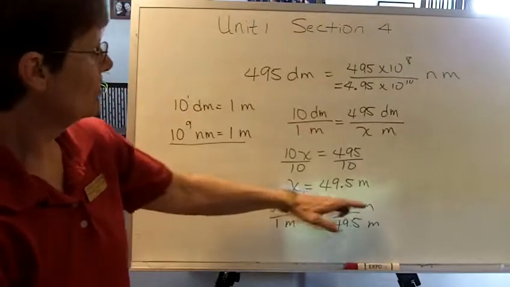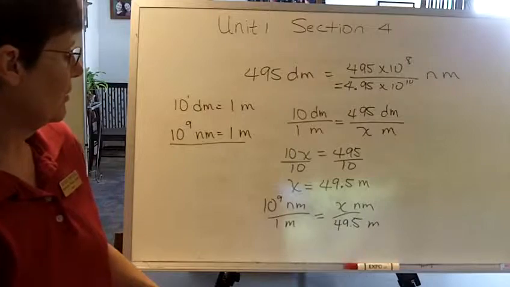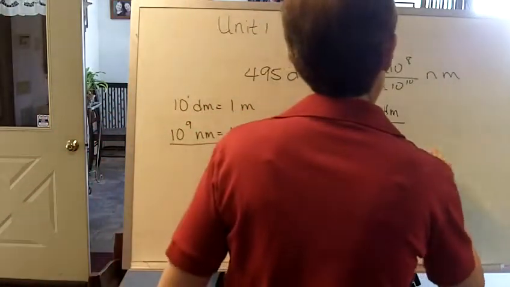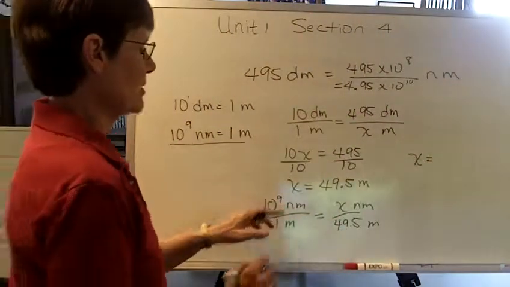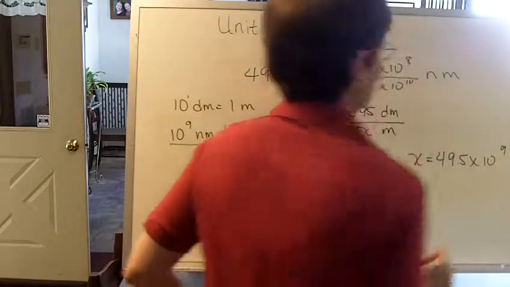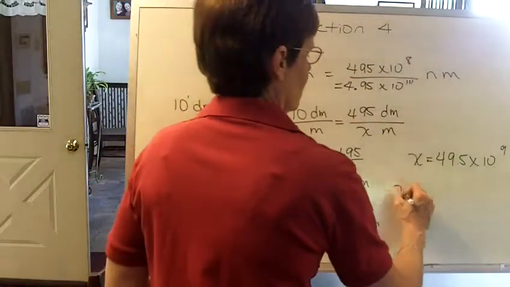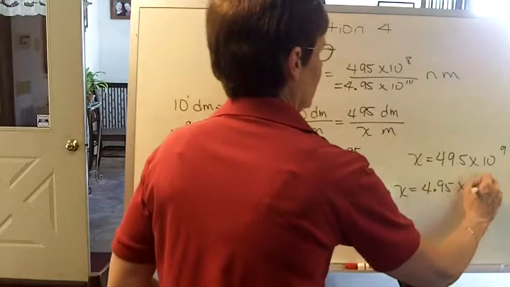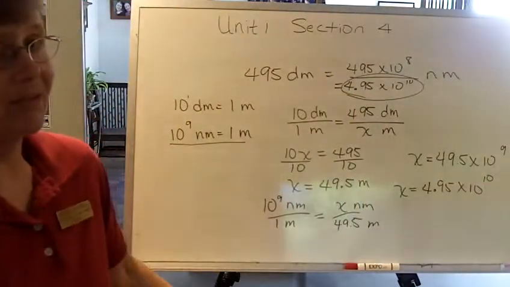Okay, so nanometers on the top, meters on the bottom, or vice versa, but they're in the same positions. So now I can finish this up by cross multiplying. So x times 1 is x, very convenient. And 49.5 times 10 to the 9th, which is not really proper scientific notation because I want the decimal point in that position. So x is 4.95 times 10 to the 10th, which is what we got up here. So either method should get you the same answer.